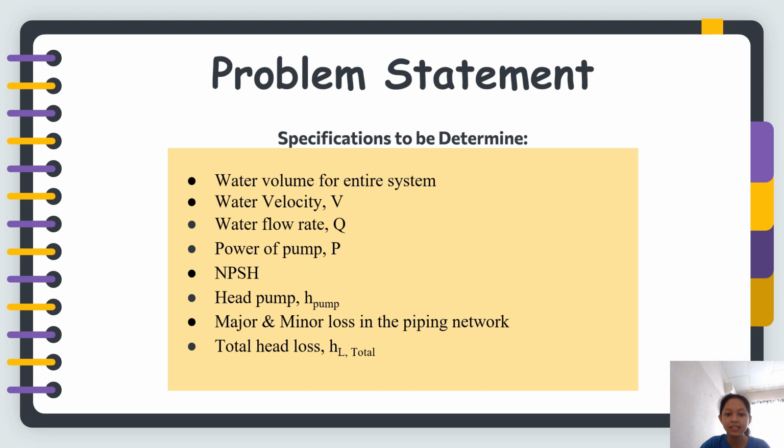In this project, there are several specifications that need to be determined, including water volume for the entire system, water velocity, water flow rate, power of pump, NPSH, heat pump, major and minor losses in the piping network, and lastly, total head loss.